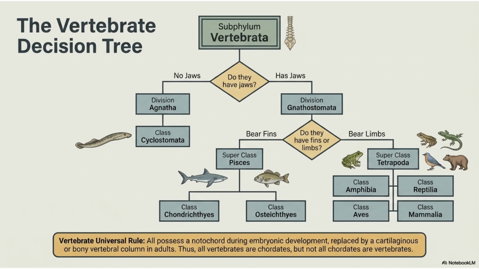Subphylum Vertebrata is further divided into division Agnatha, jawless, like Cyclostomata, and division Gnathostomata, jawed vertebrates. Gnathostomata further divides based on the presence of fins into superclass Pisces and limbs into superclass Tetrapoda. Superclass Pisces includes class Chondrichthyes and class Osteichthyes, whereas superclass Tetrapoda includes class Amphibia, Reptilia, Aves, and Mammalia.